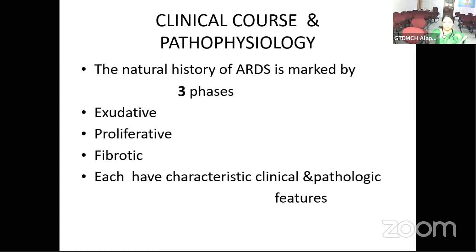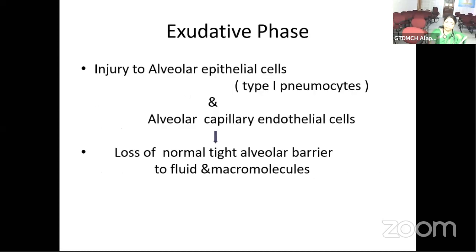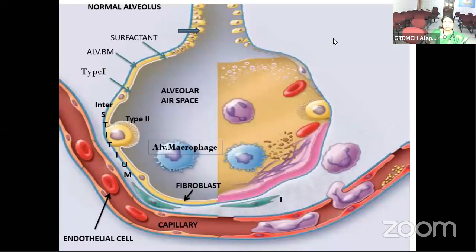We will come to each one. First is the exudative phase. What happens in the exudative phase? There is injury to alveolar epithelial cells, that is type 1 pneumocytes, not type 2, and the alveolar capillary endothelial cells. I told you they are tightly packed, there is no gap between cells. But when there is injury, there is loss of this normal tight alveolar barrier to fluid and macromolecules. So fluid and macromolecules will enter into the alveolar airspace.